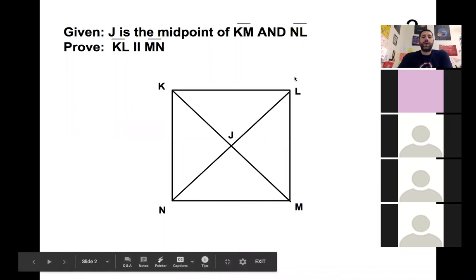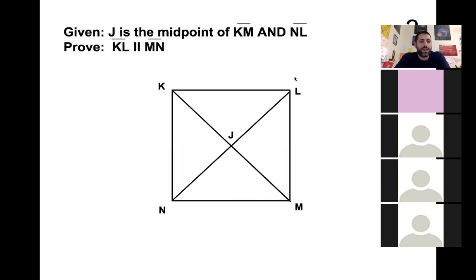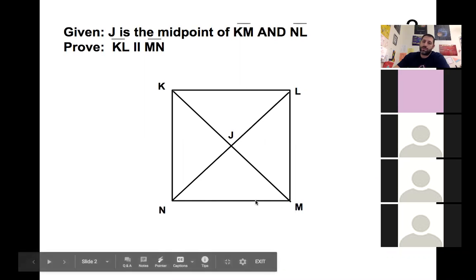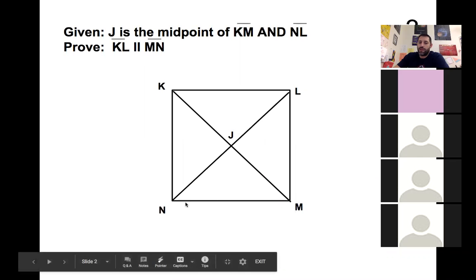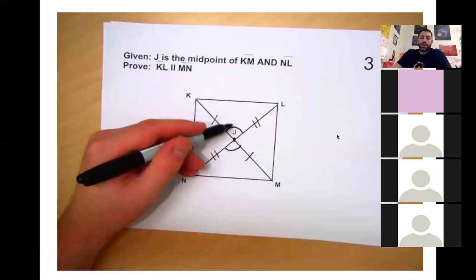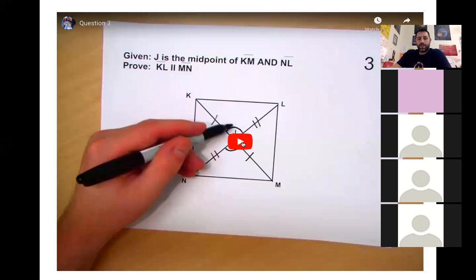All right, so we're given a quadrilateral here. It says given J is the midpoint of KM and NL. So J is the midpoint of both diagonals, okay? And we're trying to prove that side KL is parallel to side NM. All right, so follow along as this guy explains how he would go about proving it.